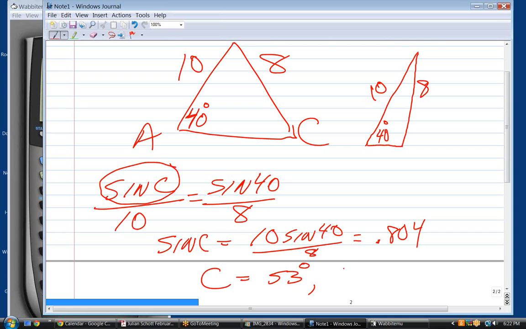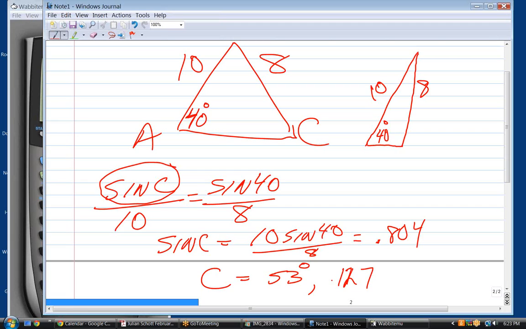What would the top one have to be? No. Supplementary means they add to 180. 127, excuse me. Notice that 53 and 127 add to 180.